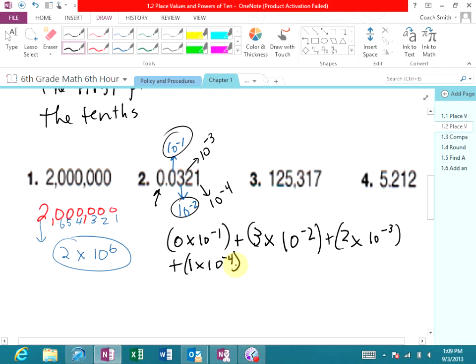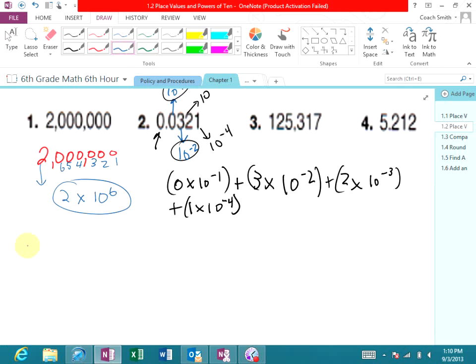Okay? Not real difficult. The first thing you need to do is identify each place value, then take the digit of that place value and multiply it. Obviously, we're not actually doing the multiplication. If I actually take 0 times 10 to the negative 1st, then that's going to be 0.0. So we're not actually doing it. We're just expanding it out to its place values. All right, let's look at the next one.